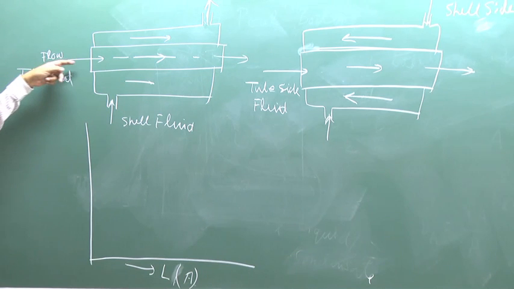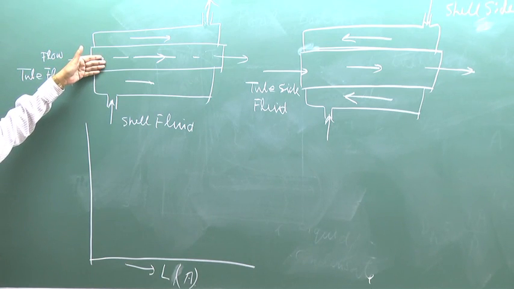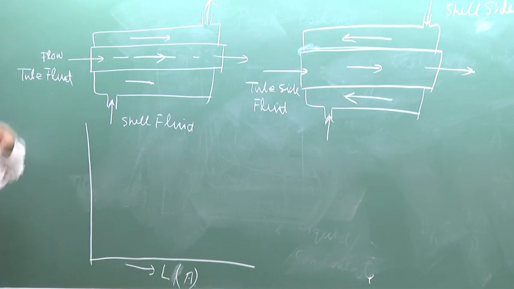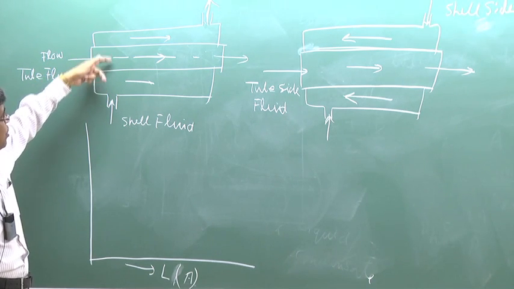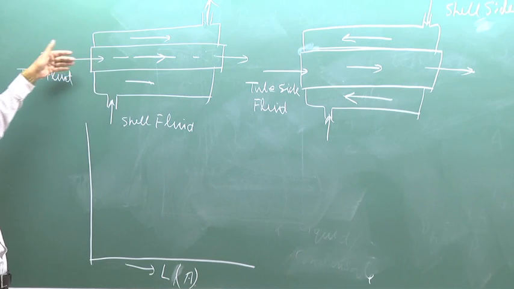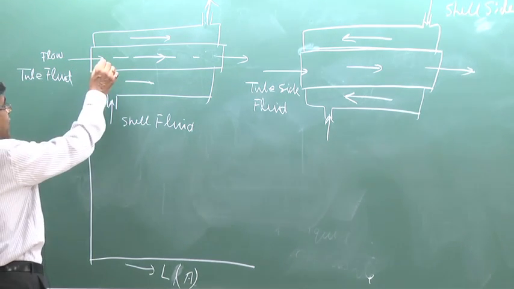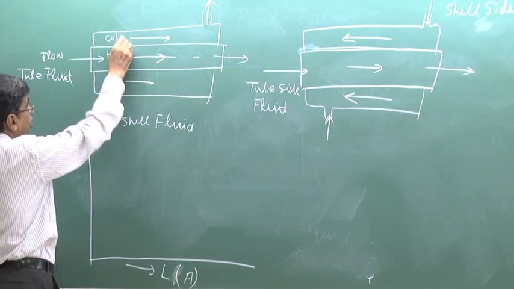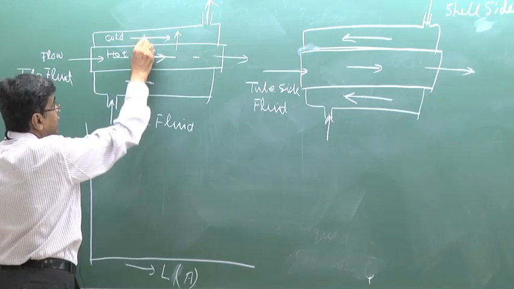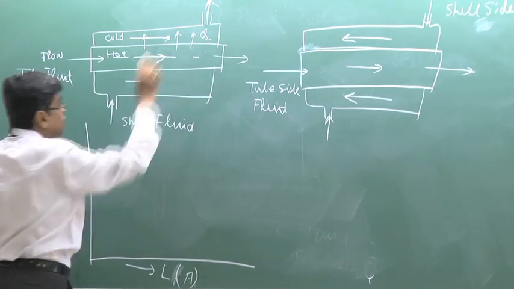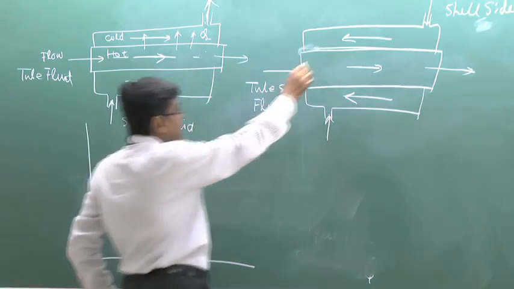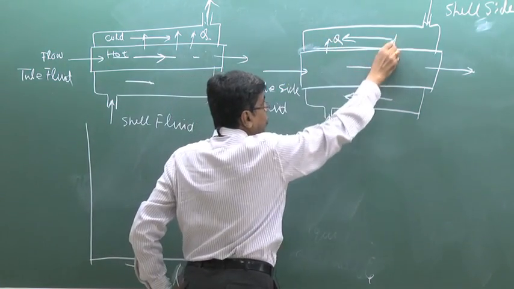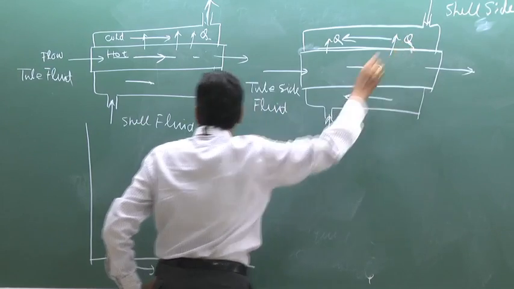Now, this tube side fluid enters with some temperature. Let us consider the tube side fluid is the hot fluid and this fluid is the cold fluid. Now, one assumption we will make, that the fluid temperature is uniform across the cross section. There is no variation. This varies only in this direction because of the heat transfer. If you consider this is hot and this is cold, then the heat Q is flowing in this direction. Similarly, heat is flowing in this direction from the hot to the cold fluid.